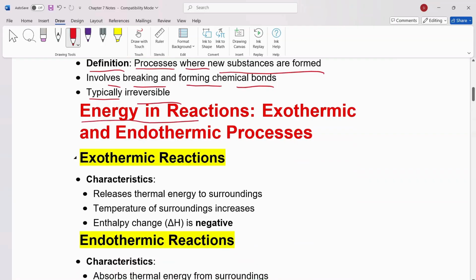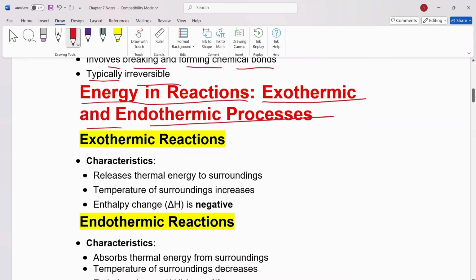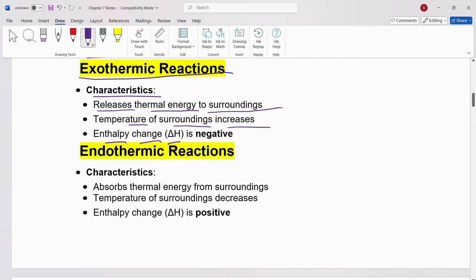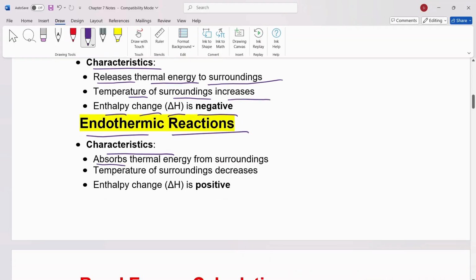Now, let's talk about energy in reactions, exothermic and endothermic processes. Exothermic reactions: characteristics are it releases thermal energy to the surroundings, the temperature of the surroundings increases, and the enthalpy change delta H is negative. Now, in endothermic reactions, it absorbs thermal energy from the surroundings. The temperature of the surroundings decreases and the enthalpy change is positive.